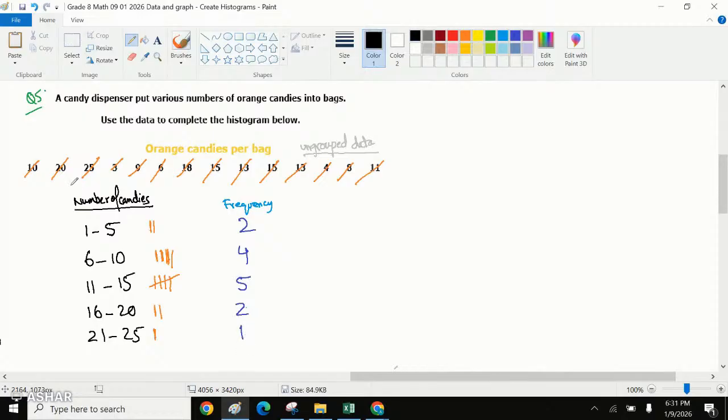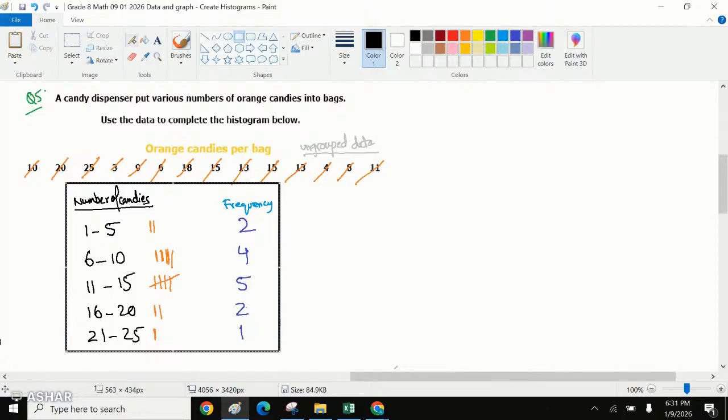So now what we have done is we have processed the ungrouped data and changed it into grouped data, right? And this part of the question, what we did over here, is known as tally markings. So we did tally markings to simplify the data, and now we have the values for the frequencies, right?